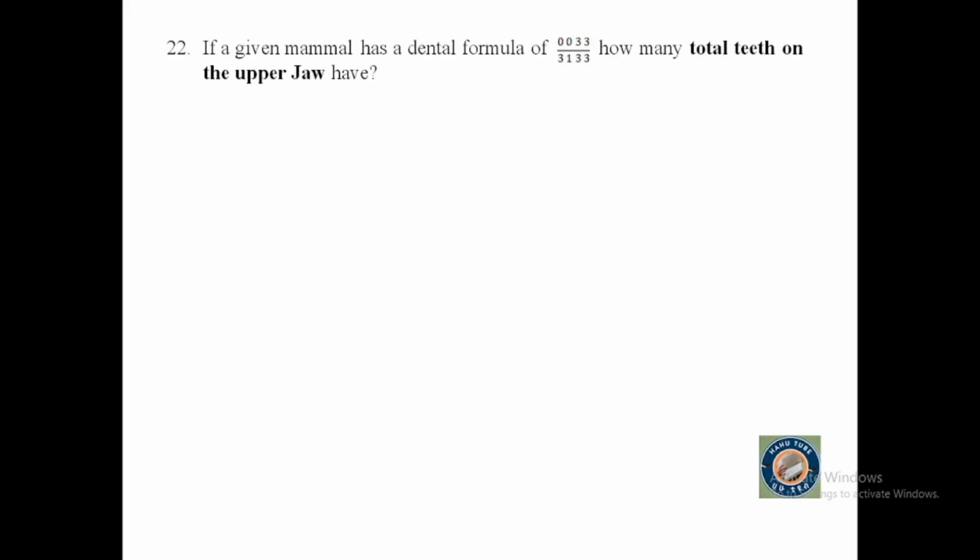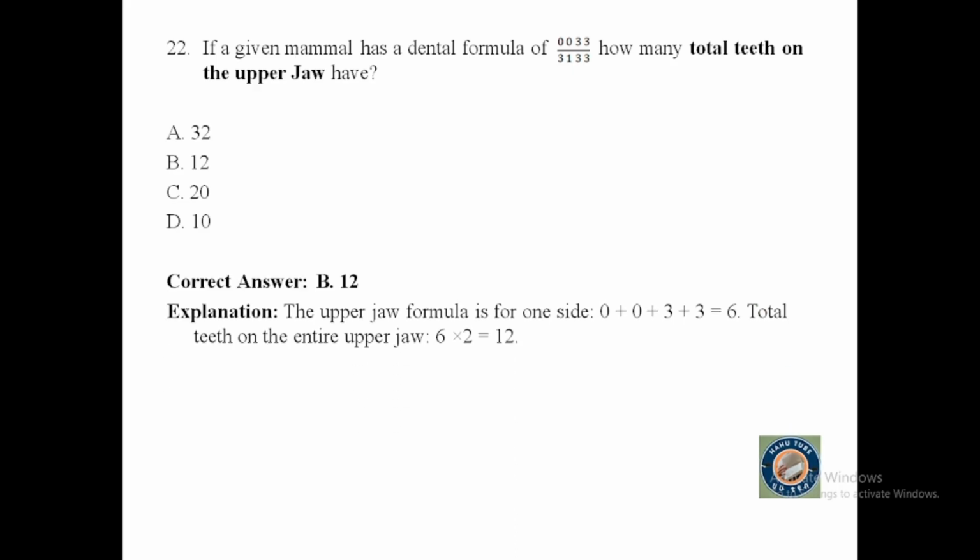Question number 22. If a given mammal has a dental formula of 0033 over 3133, how many total teeth does the upper jaw have? A. 32, B. 12, C. 20, D. 10. The answer is 12. The upper jaw formula for one side is 0 plus 0 plus 3 plus 3, which is equal to 6. Total teeth on the entire upper jaw is 6 times 2, which is equal to 12.